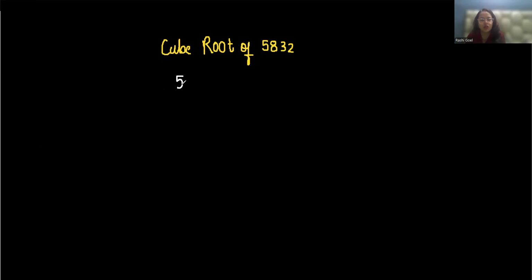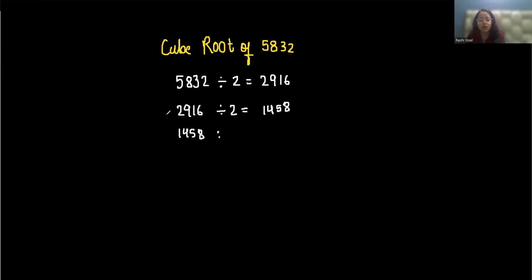So to find the cube root, first I'm doing prime factorization by dividing it with the smallest prime, that is 2. So when we divide it by 2, we get 2916. Now again it's an even number, so we can divide it by 2. So this gave us 1458. And it's an even number again, so we will divide it by 2.